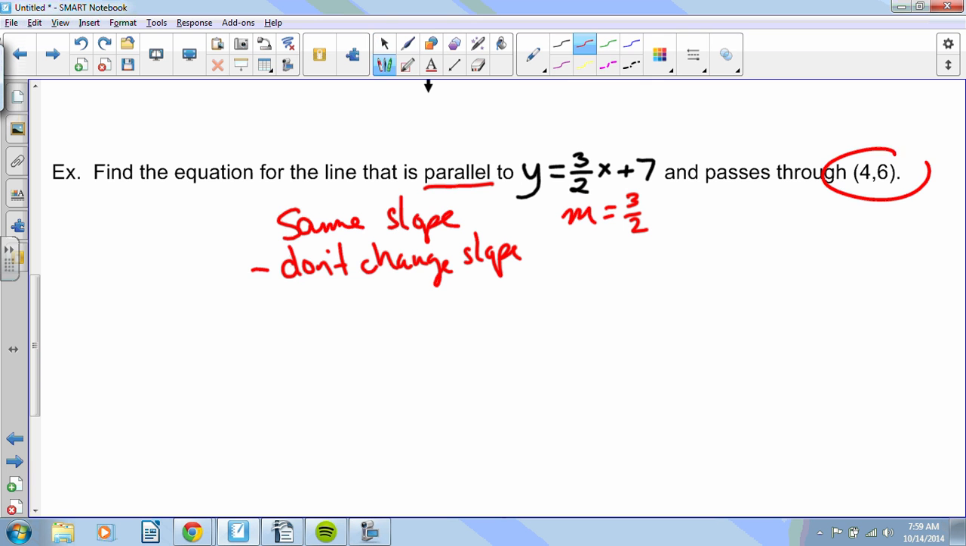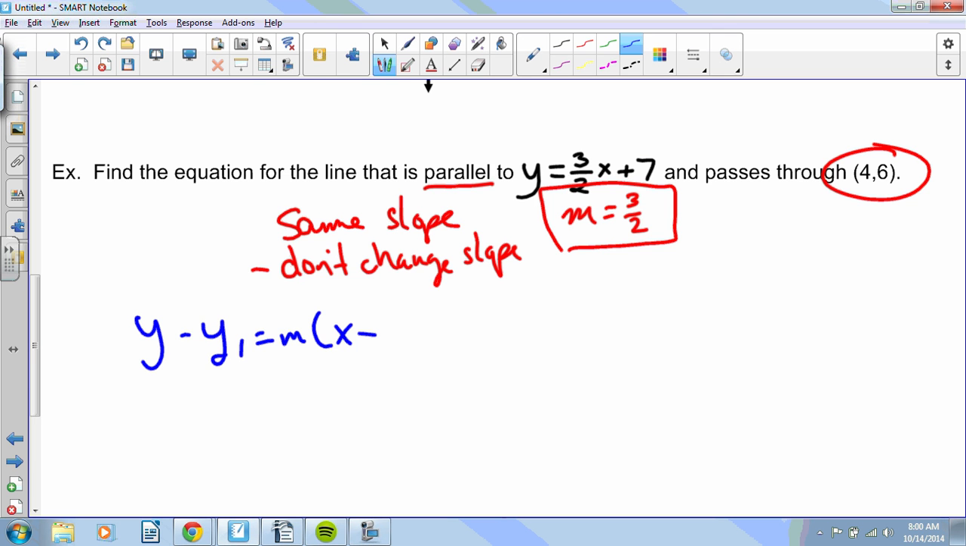And I have a point. So again, going back to the lesson the other day about the different forms of a line, I've been given a point and a slope. So I'm going to use point-slope form. Remember this guy from a couple days ago: y minus y1 equals m times x minus x1. We're going to plug that in because I have a point and I have a slope now. So I'm going to keep the slope because it's parallel and use my point. That's all I'm using this given equation for, is to figure out the slope.